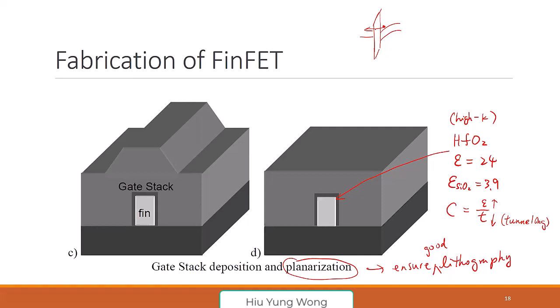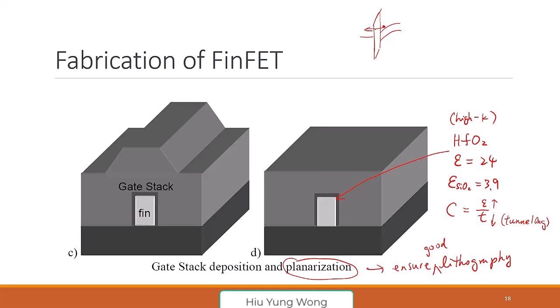We cannot have a lot of gate leakage current. So that's why we need to keep the oxide thickness. We keep it thick. Then how do we get large capacitance? We use high K dielectric. Okay, is that okay?